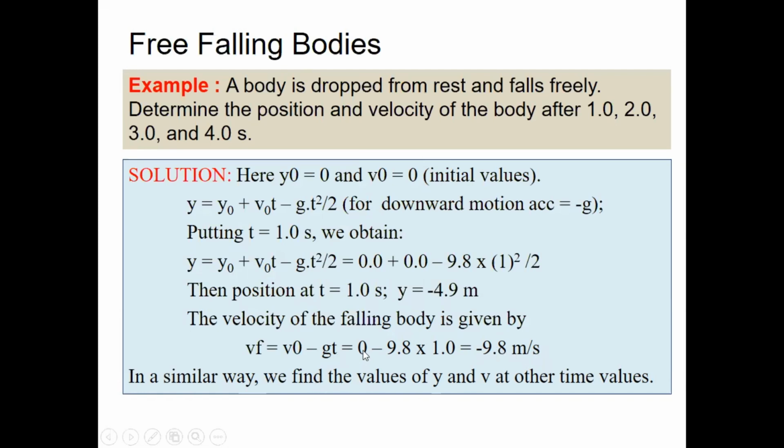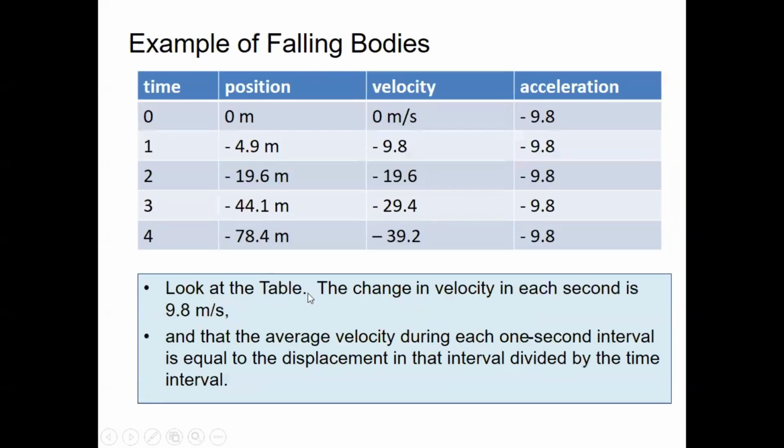In a similar way, we can find the values of y and v for the other times 2, 3 and 4. So I have this table in which the time column is 0, 1, 2, 3 and 4. And the position calculated is initially 0, minus 4.9, minus 19.6, and so on. We see that the position has a negative sign, and it increases from 4.9, 19.6, 44.1, but in the negative direction.